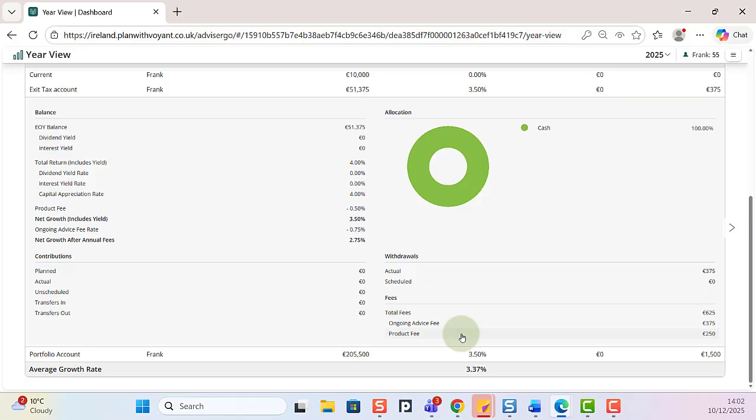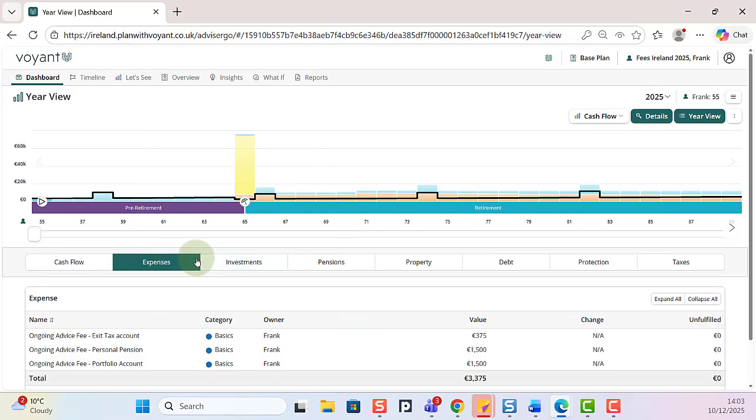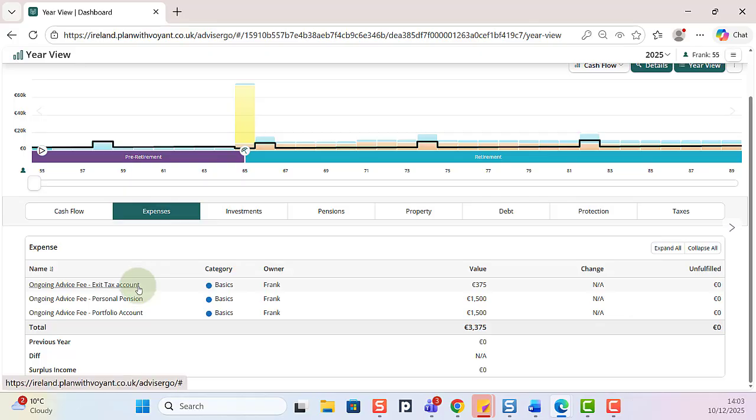On the other hand, we've got the ongoing advice fee. Remember that was 0.75%, and it shows here the actual amount that is withdrawn. And then you go over this side and you will see the 0.75% there, which is for information only. Now the ongoing advice fee is deducted from the investment. So following the normal logic of Voyant, €375 we're going to see in expenses, and there it is.